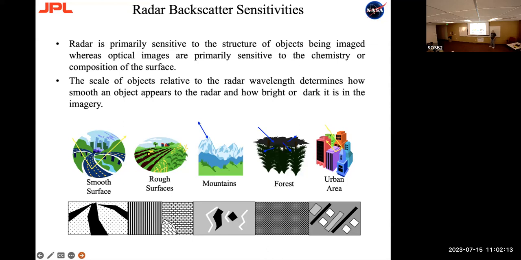One of the most complicated environments is an urban environment. There's just a lot of multiple reflections off buildings, surfaces, and grounds. And depending upon the resolution that you're looking at, things can look very different and very complicated in an urban environment.